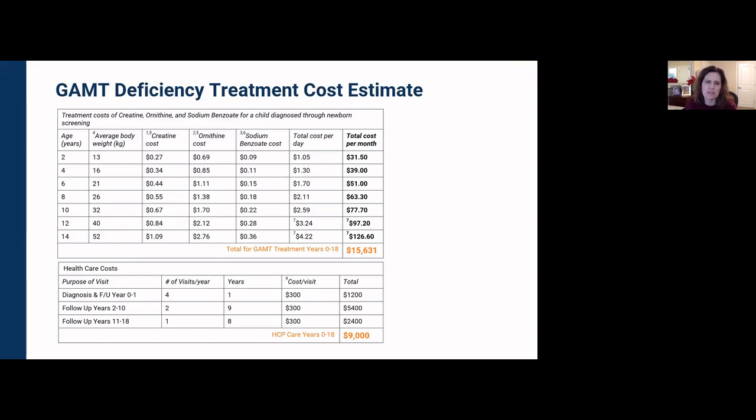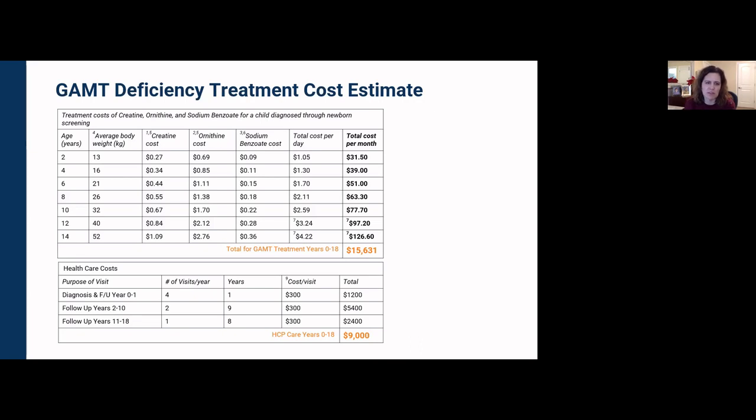We use the CDC's growth chart and then the recommendations for treatment based on the child's weight, and figured that per month, a 2-year-old needs $31.50 to get their supplements. And that number does go up as the child gets older, but really these are very low costs in the grand scheme of rare disease treatments. They're very accessible. We purchase ours through a supplement group in California, and it's pretty straightforward.